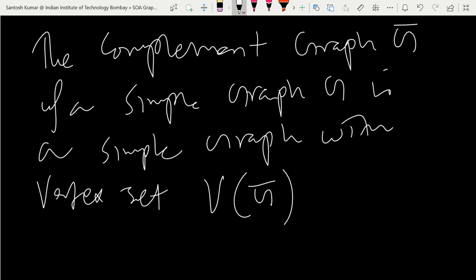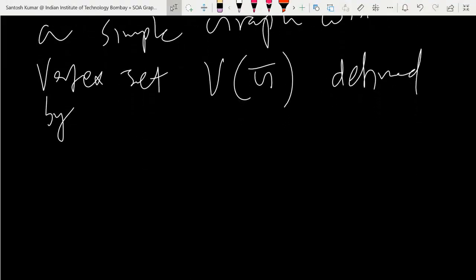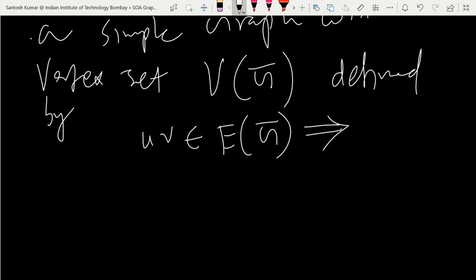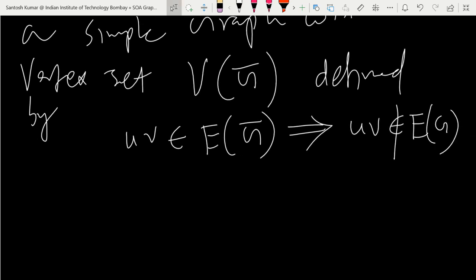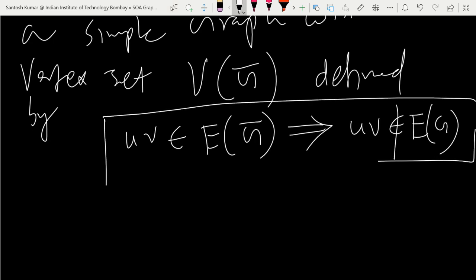Okay, defined by: if UV is an edge in G complement, then UV will not be an edge in G. You can reverse the definition. This is mainly the definition. If UV is an edge in G complement, then UV will not be an edge in G. Or the opposite, if UV is an edge in G, then UV will not be an edge in G complement.